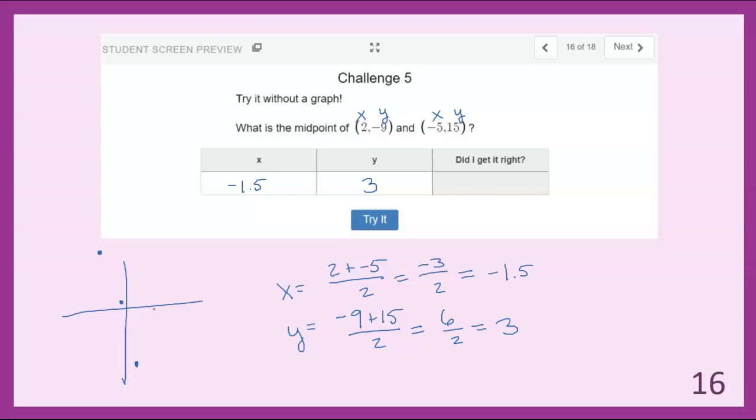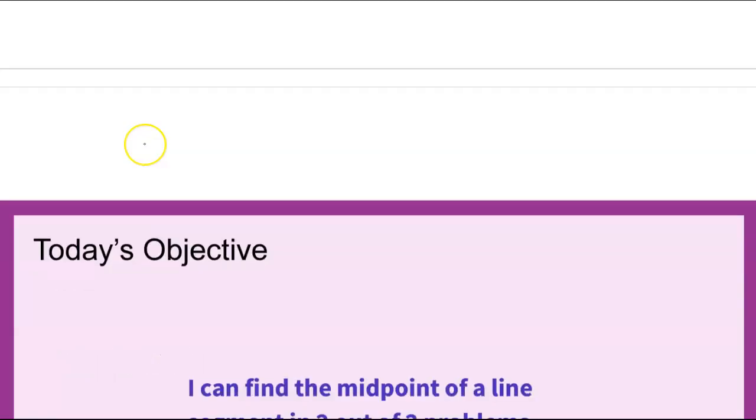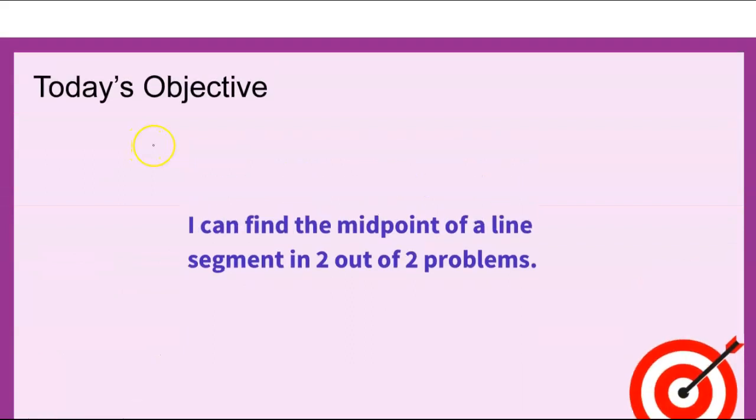So go through the rest of these and see if you can come up with the midpoint. And that is everything for today. We'll look at our objective. I can find the midpoint of a line segment in 2 out of 2 problems.